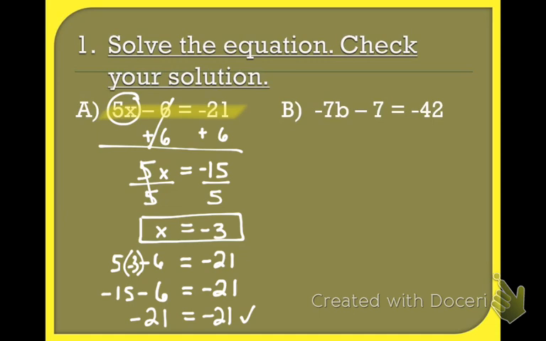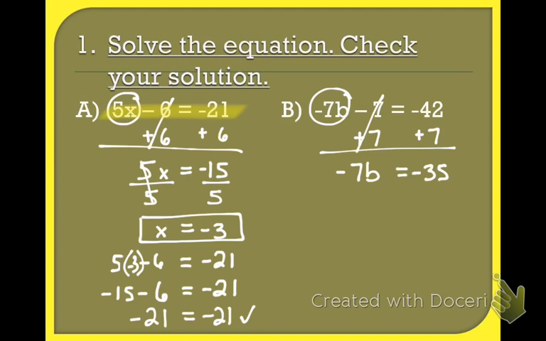What is the opposite of minus 7? Plus 7. What you do to one side, you must do to the other. Negative 7 and plus 7 will cancel out, and I'm only left with negative 7b on the left side. And then we know that negative 42 plus 7, if you do same sign, add and keep, different sign, which I have here, subtract the numbers and take the sign of the larger number. So that's going to be a negative 35.